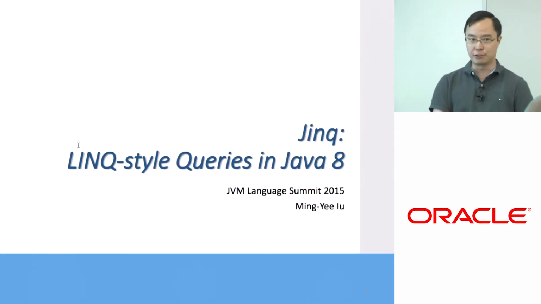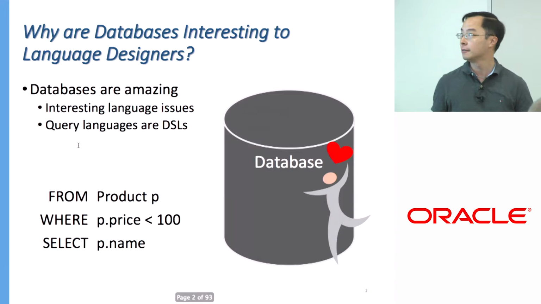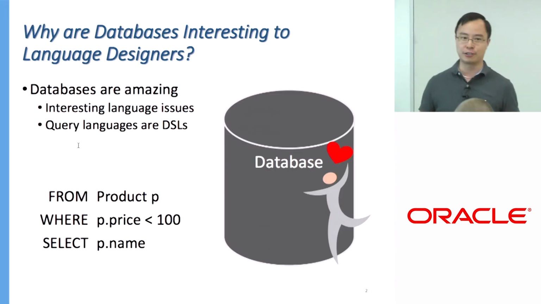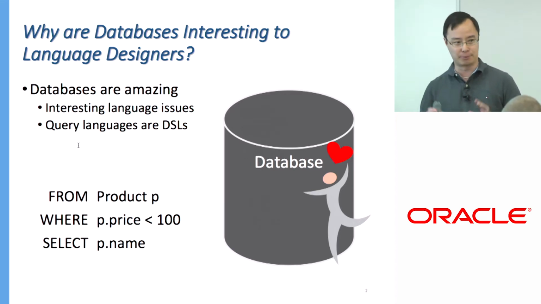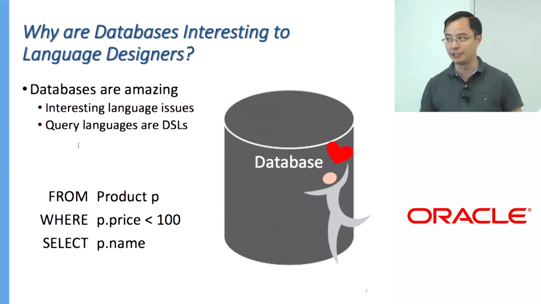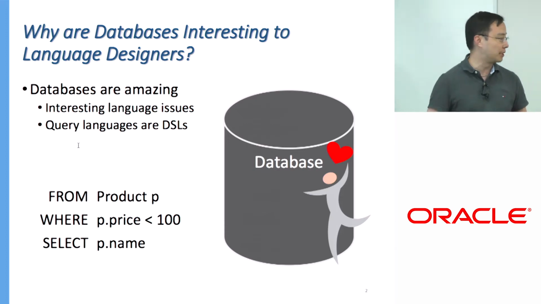Today I'm going to talk to you about Jinq, which is a system for doing LINQ-style queries in Java 8. So as we all know, databases are amazing. They do all sorts of really hard things related to persisting data to disk for us, like transactions, consistency, fault tolerance, et cetera.